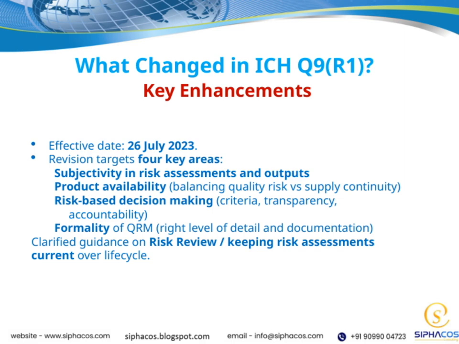There's also clarified guidance around risk review and keeping risk assessments current throughout the life cycle of the product. This ensures that our risk management remains dynamic and responsive to any new information or changing circumstances. So what's new in ICH Q9 R1? The key enhancements are designed to streamline and strengthen the overall risk management approach, making it more consistent, transparent, and aligned with current best practices. These changes are all about ensuring our risk management processes support both quality and supply chain resilience more effectively.